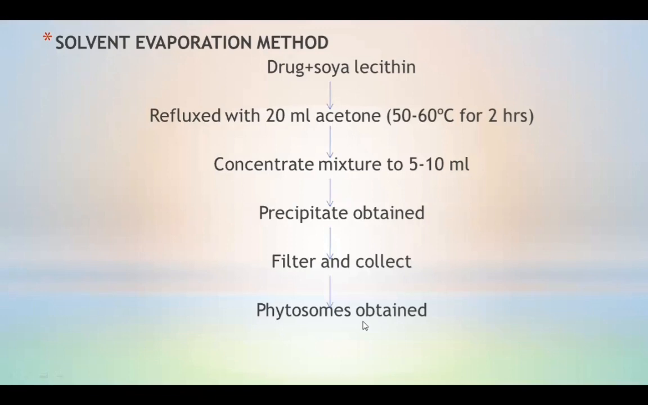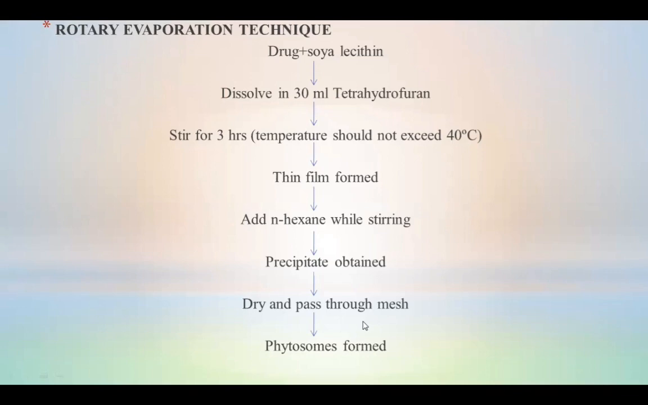After filtration and collection, the phytosomes are obtained. The dried precipitate phytosome complex is placed in a suitable bottle, especially an amber-colored bottle, and stored at room temperature. The second method is the rotary evaporation technique.